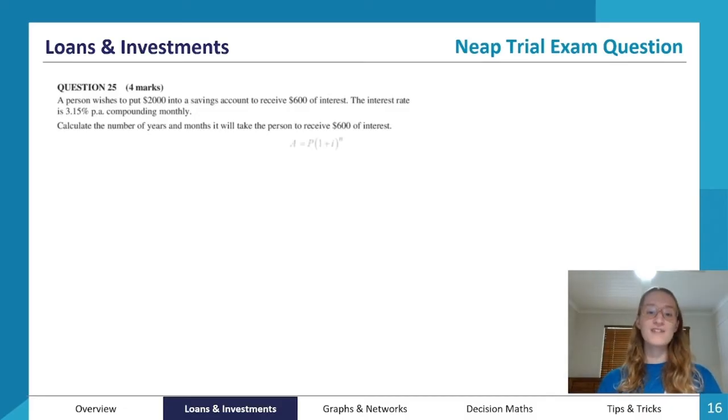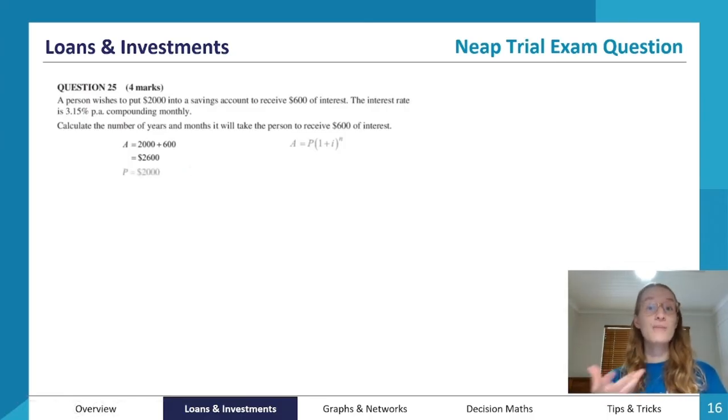So interesting, we've been given different variables this time. So we're still going to start with our same starting point: A equals P, 1 plus I to the power of N. But here, A is not our unknown. We actually know what they want A to be. They're going to put $2,000 in to begin with, and they want to receive $600 worth of interest. So their desired end goal amount for this investment is the initial amount plus how much they want to earn in interest. So the goal amount in this scenario is $2,600.